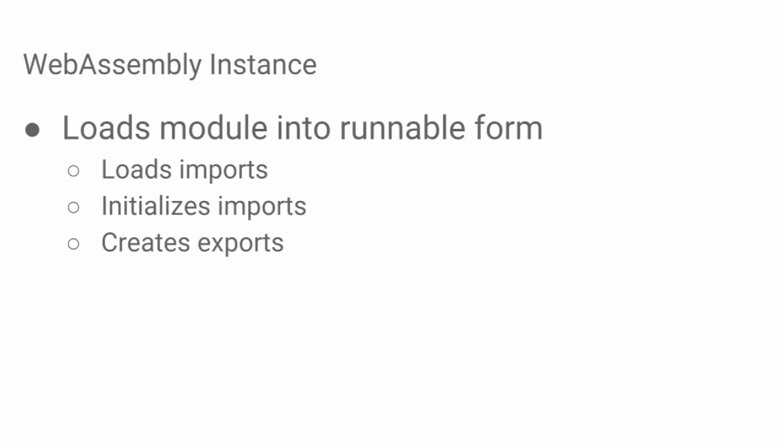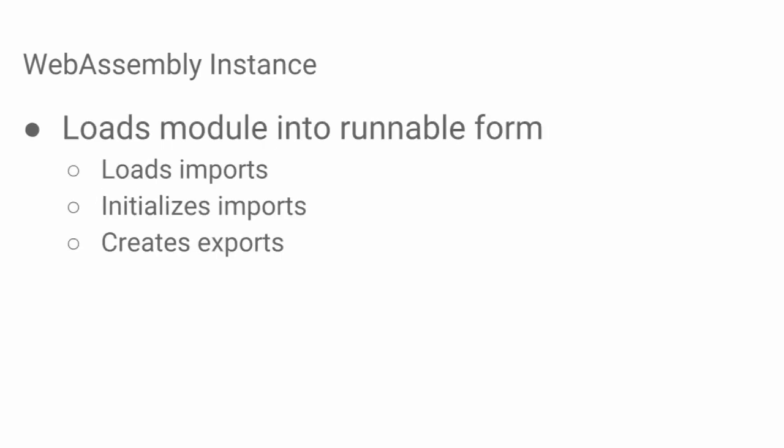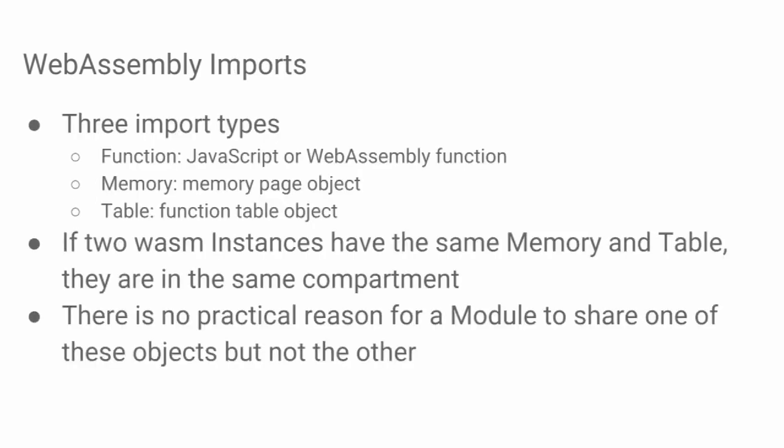So what happens now that you've got this binary format loaded into the module? Well, now you actually have to run it, and you need certain properties to run it. So you do this using an instance. So what does this instance object actually do? Well, it starts off by doing imports, and then it initializes the imports, and then it creates the exports.